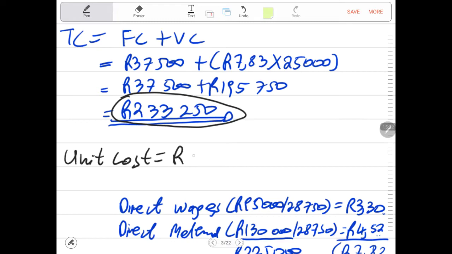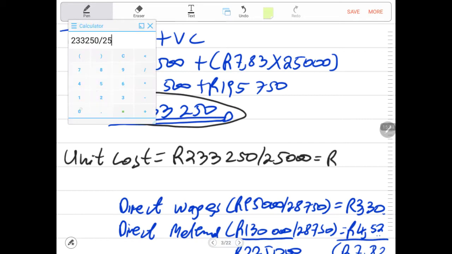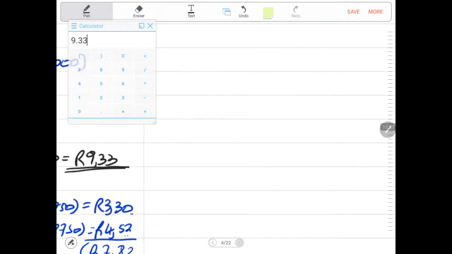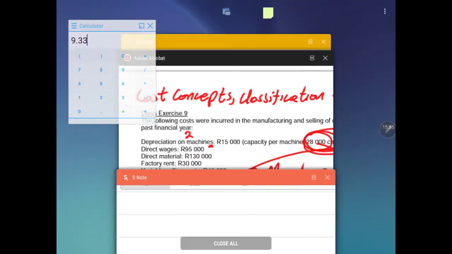Our unit cost is very straightforward. 233,250. Divide this by 25,000. Divide by the number of units that were manufactured. It gives us 9 rand 33 cents. This is our cost per unit. Then we go to the third part of the question. The third part of the question is to calculate our profit. Very important, calculate our profit.